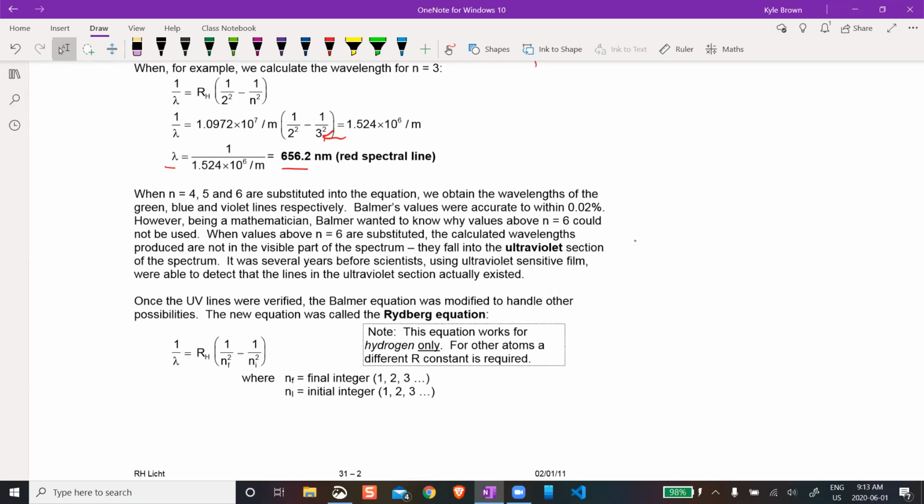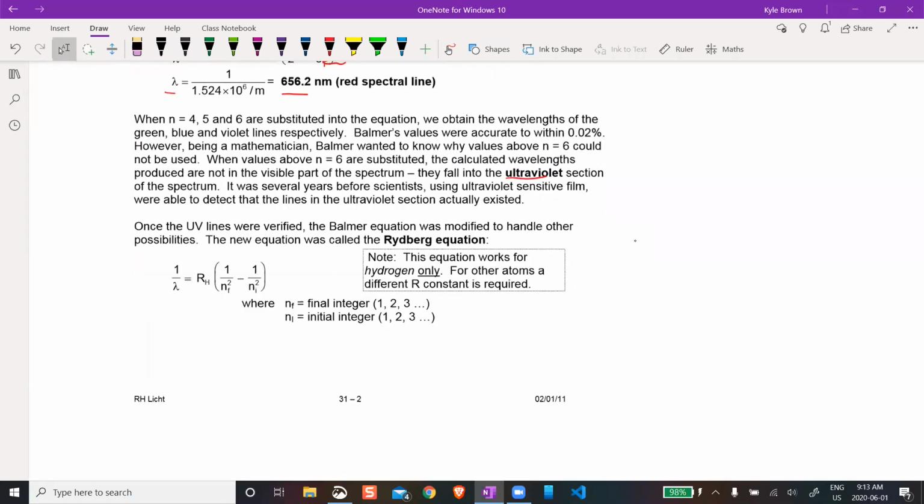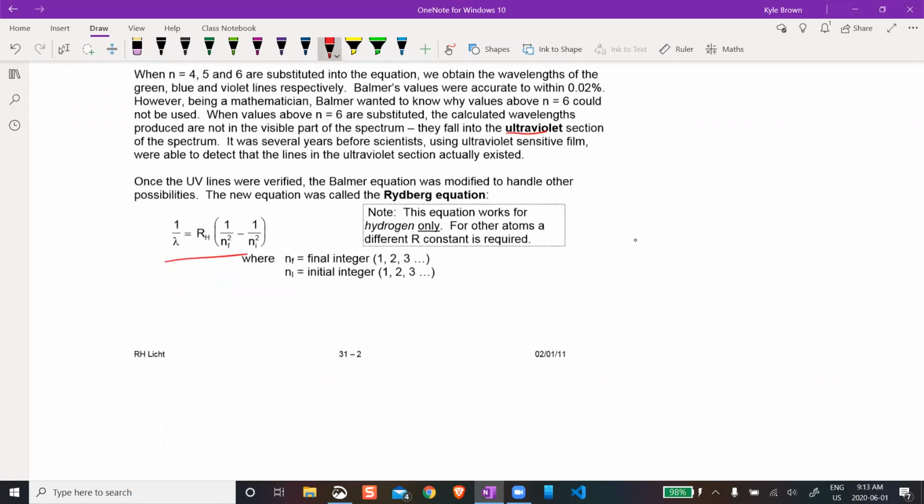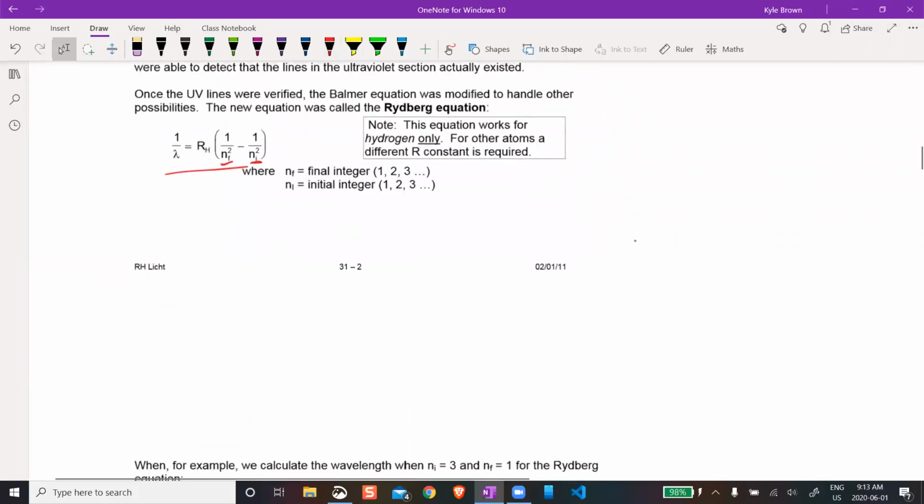So it wasn't until they started to discover wavelengths in the ultraviolet range that they came up with a new equation of this. And the only difference here is that instead of this being a 2, there were actually 2 different integer values, or 2 different integers that are happening there. You're going to have your initial integer value and then your final integer value. Okay. And then from there, we were actually able to get a whole bunch of different wavelengths.